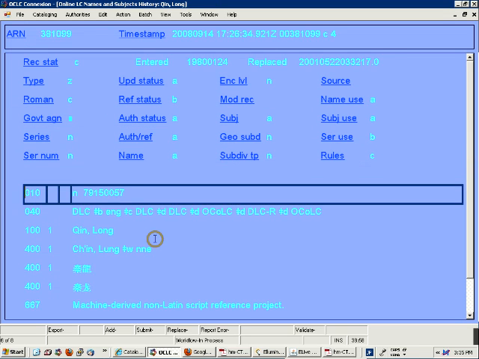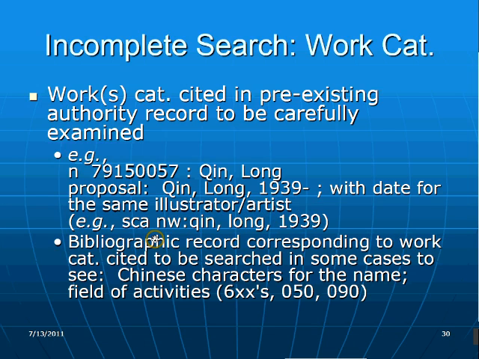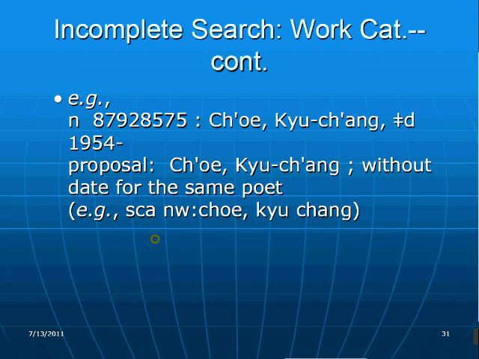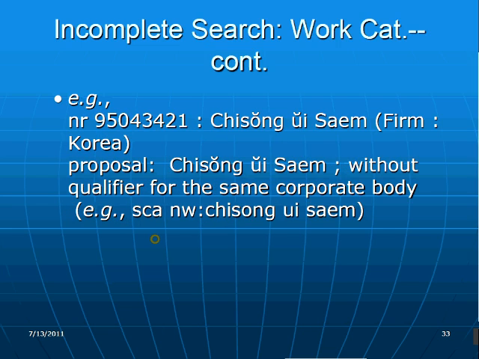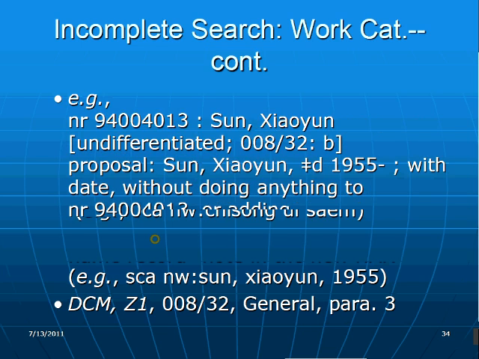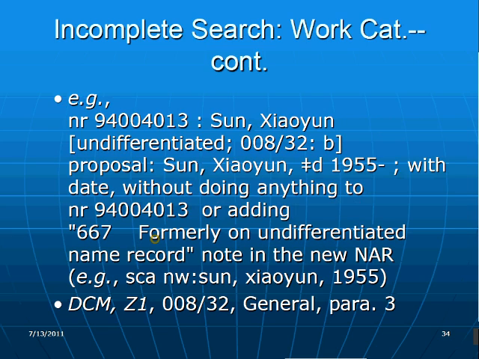Mr. Morimoto, you can come back and talk about the slide that you have. Okay, so bibliographic records corresponding to works cited should be searched in some cases to see Chinese characters for the name and the field of activity from fields 6XX and 050 and 090. We are now skipping these two slides. These two examples are similar to the first one, Qinlong. So you can take a look at them after the session when the material is ready.